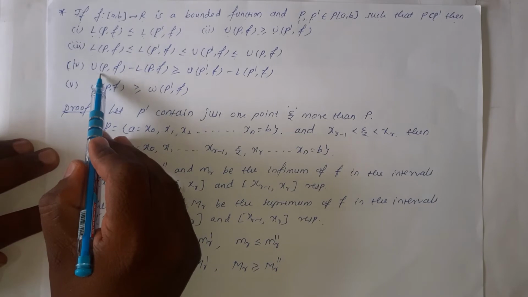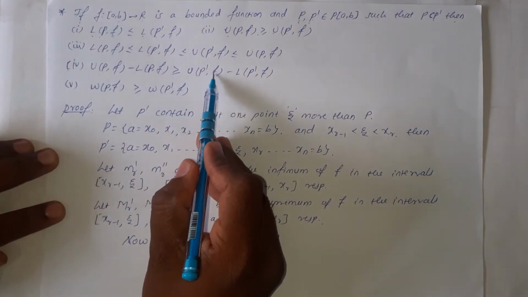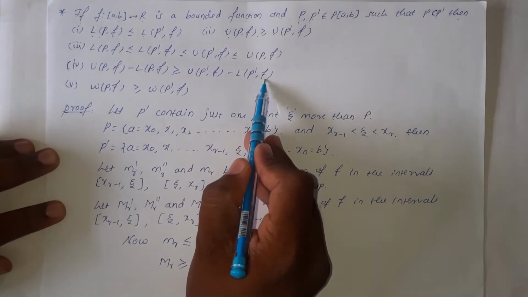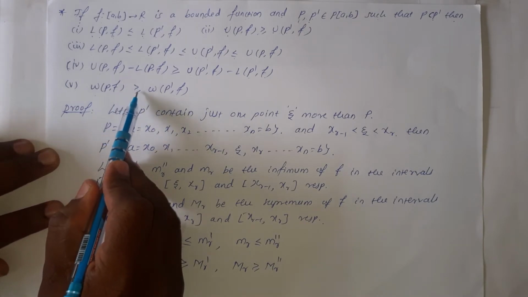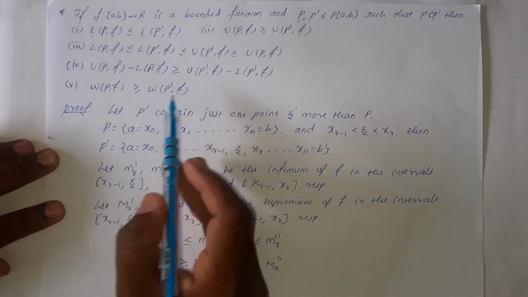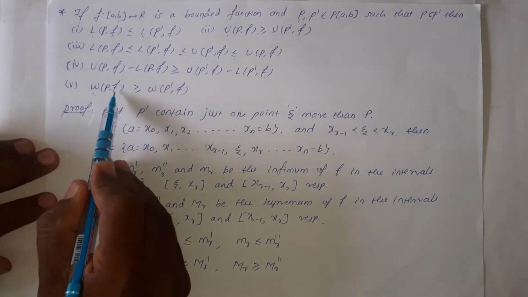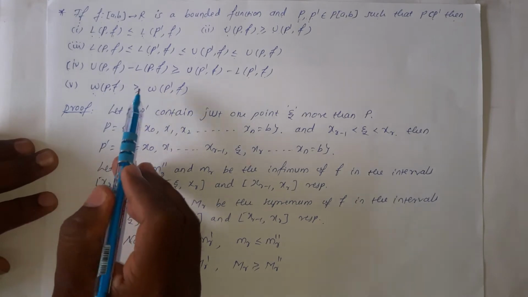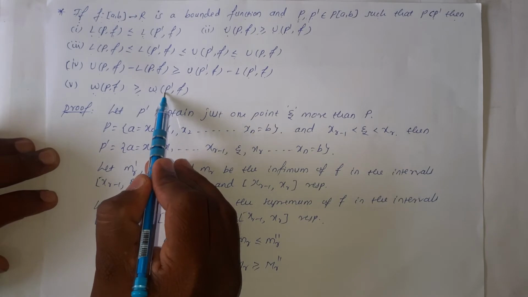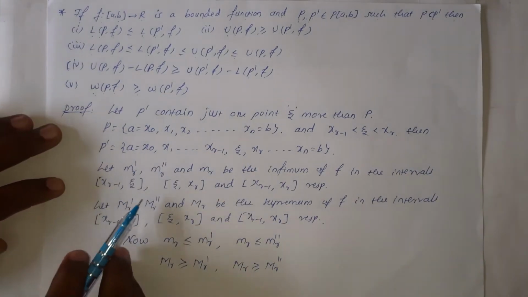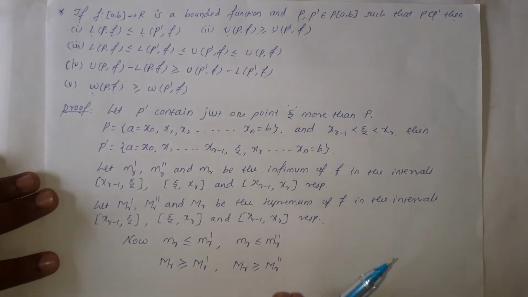The fourth one: U(P, f) minus L(P, f) is greater than or equal to U(P', f) minus L(P', f). And the last one is W(P, f) is greater than or equal to W(P', f). Here W is the oscillatory sum of the function f in the partition P, which is greater than or equal to the oscillatory sum of the function f in the partition P'. So, to prove these five results, let us consider some data.